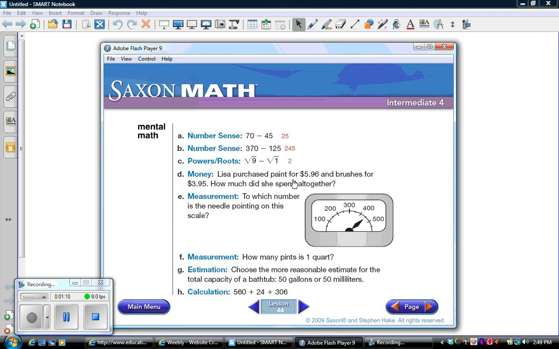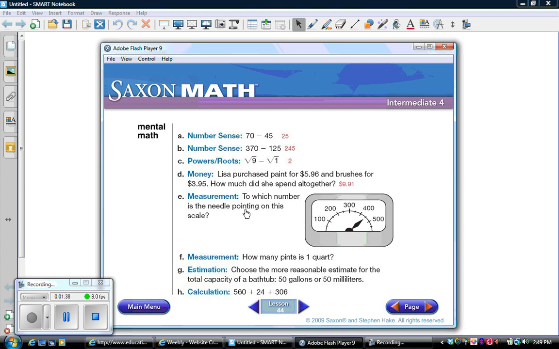Lisa purchased paint for $5.96 and brushes for $3.95. How much did she spend altogether? I'm going to go ahead and think of this as $6, okay? And I'm going to think of this as 4, and 6 and 4 is 10. And now I'm going to adjust. This was a nickel away, and this was 4 cents away. So I have to take away 9 cents from that $10. And so I have $9.91.